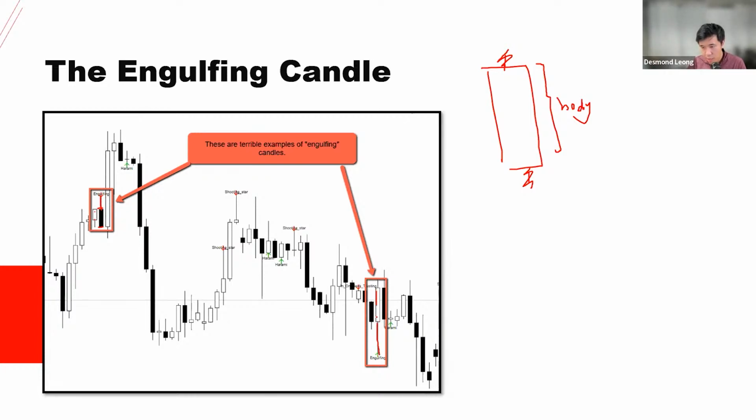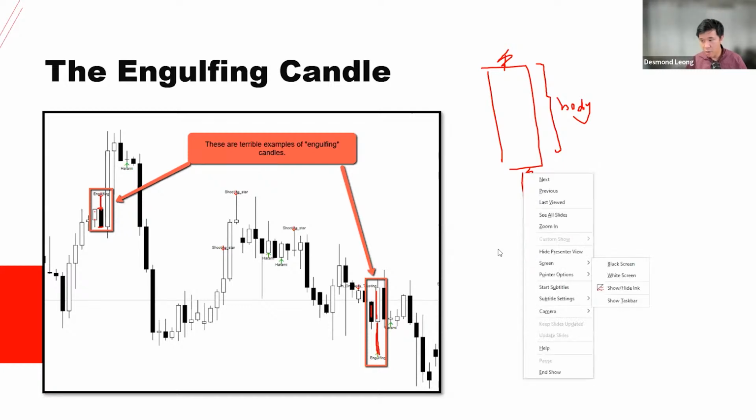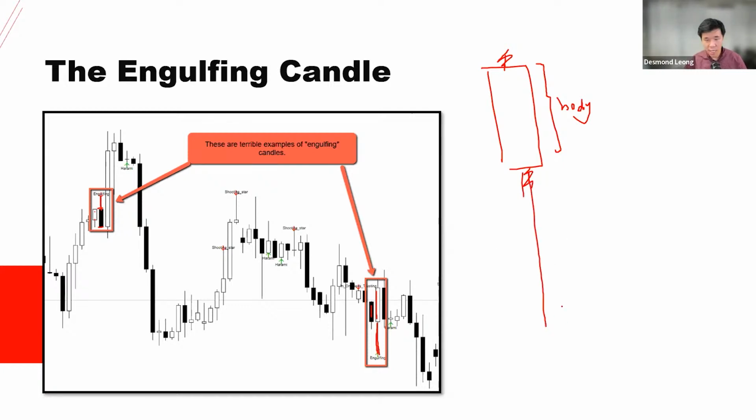So even though the body was bigger than the previous body, because of the very long wick over here, it makes it a wick engulfing. It's not even an engulfing candle. Although from a technical perspective, yes, the body of this candle is bigger than this body over here, so the technical definition is correct, but the effectiveness is not there. This is a danger, and this is why it's important for you guys to know how candlestick patterns look like.